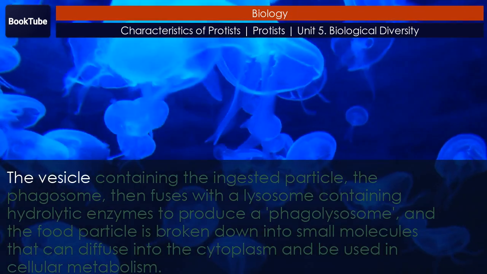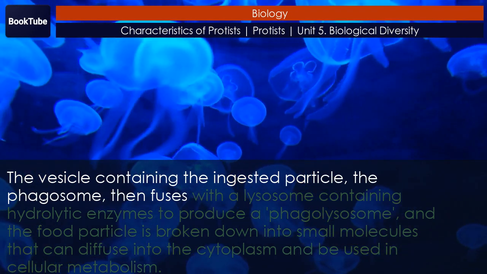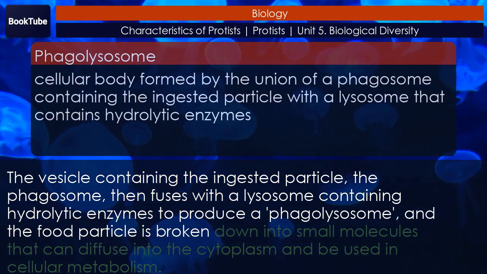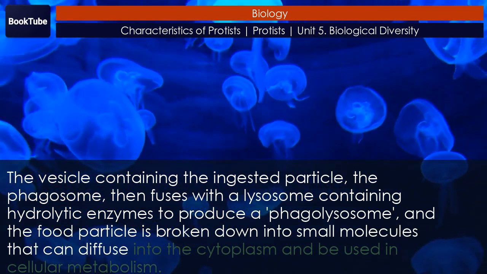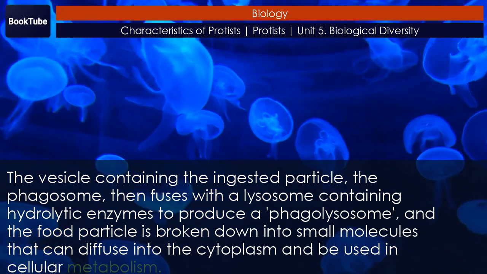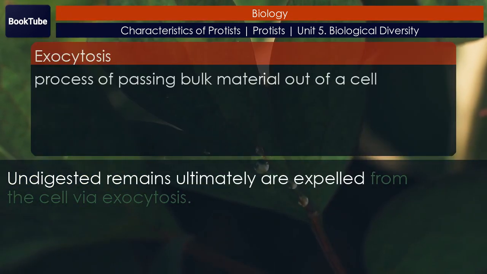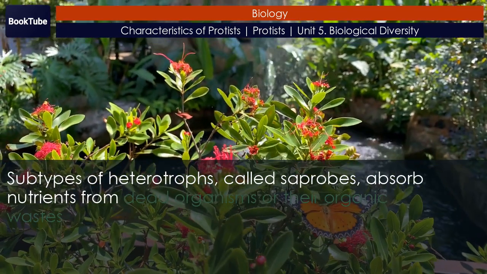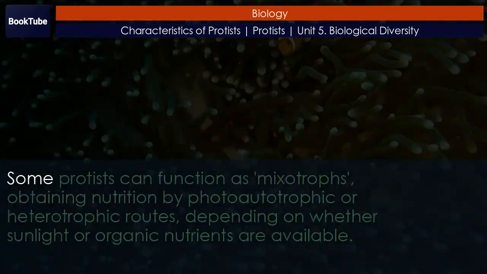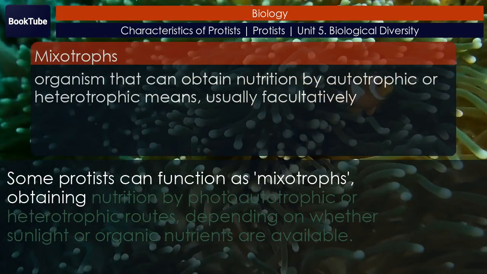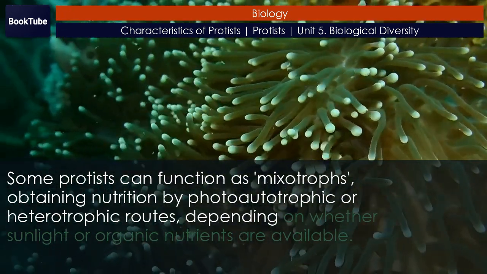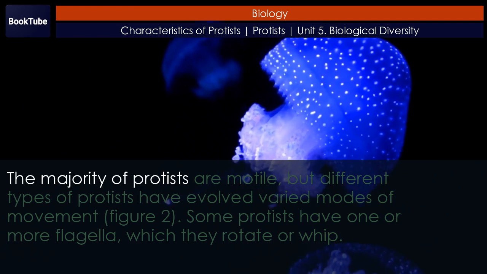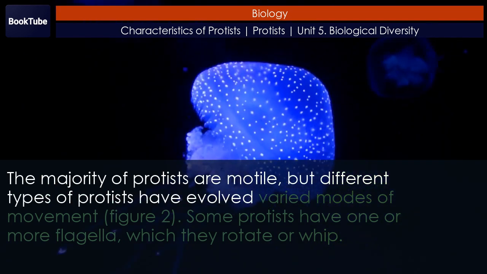Figure 1. The vesicle containing the ingested particle, the phagosome, then fuses with a lysosome containing hydrolytic enzymes to produce a phagolysosome. And the food particle is broken down into small molecules that can diffuse into the cytoplasm and be used in cellular metabolism. Undigested remains ultimately are expelled from the cell via exocytosis. Subtypes of heterotrophs, called saprobes, absorb nutrients from dead organisms or their organic wastes. Some protists can function as mixotrophs, obtaining nutrition by photoautotrophic or heterotrophic routes, depending on whether sunlight or organic nutrients are available.